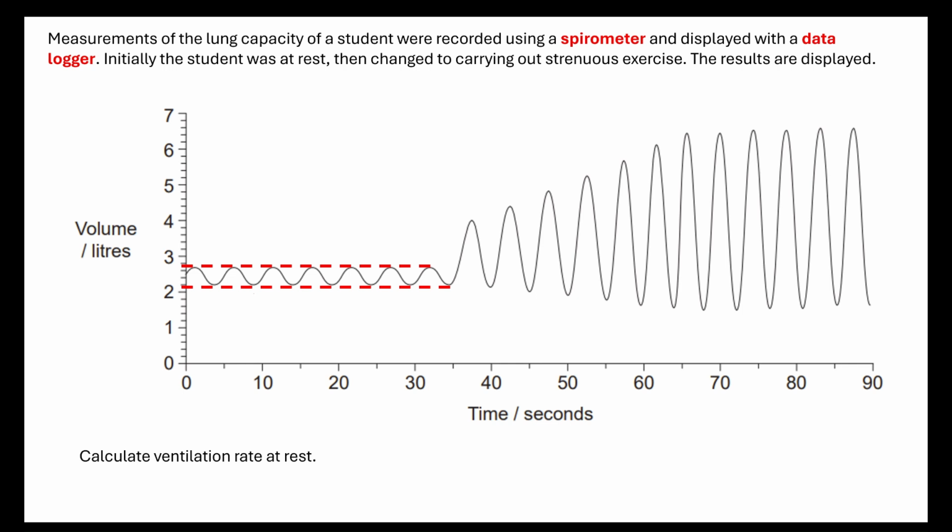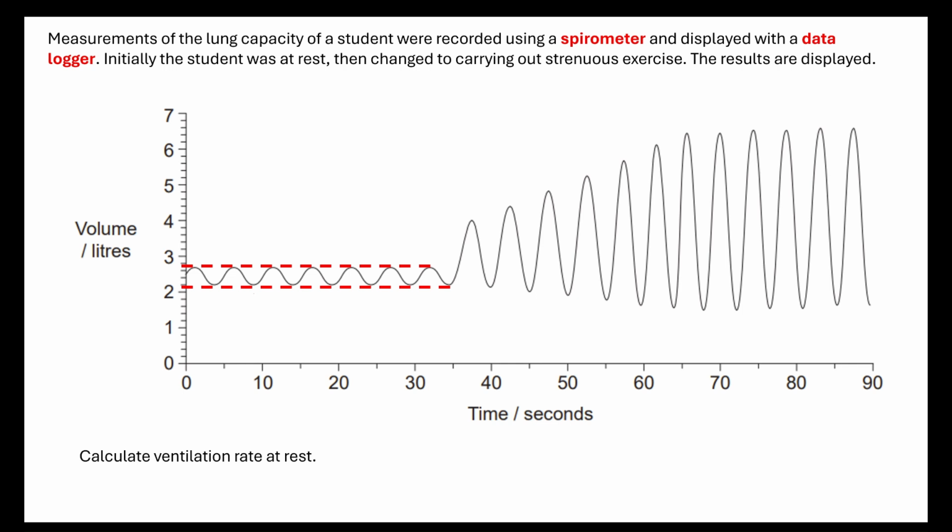Now the question actually asks, calculate their ventilation rate. When we do ventilation rate, we want to understand that tidal volume. So what you would then need to say is, okay, it's asking me for my ventilation rate. Now I know my ventilation rate should be the number of breaths that I take per minute. So if I'm calculating my ventilation rate, I'm looking at how many breaths I have taken per minute.